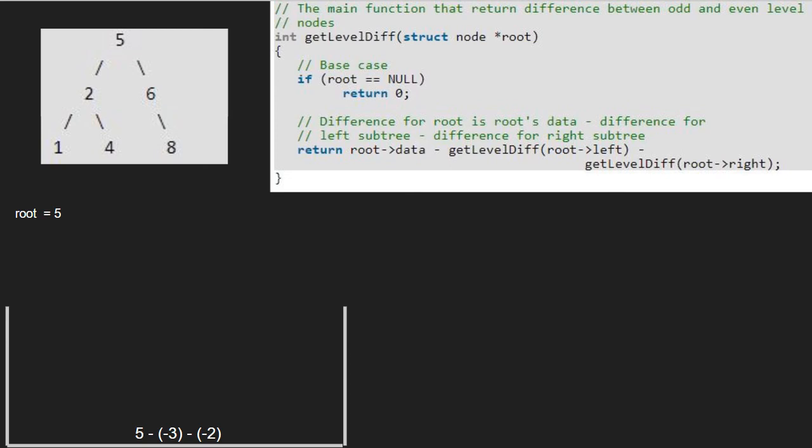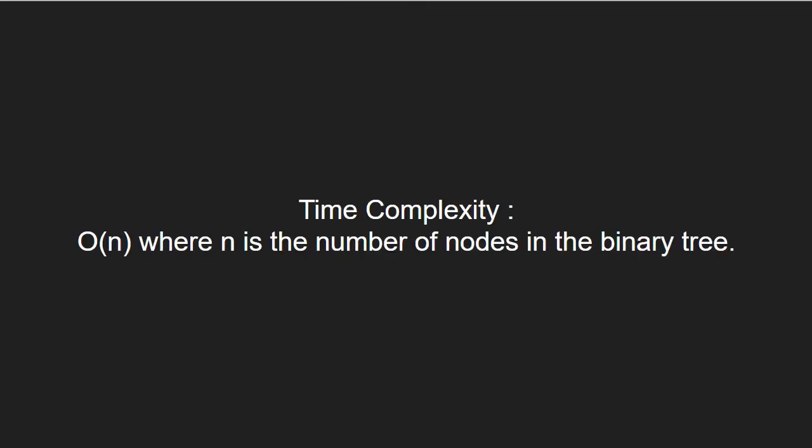Now let us have a look at the time complexity of the program. This code will run in big O of n complexity. Here n is the number of nodes in our binary tree.